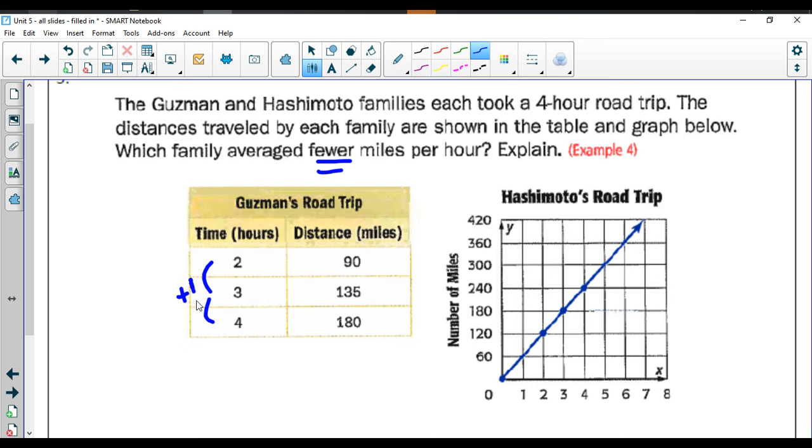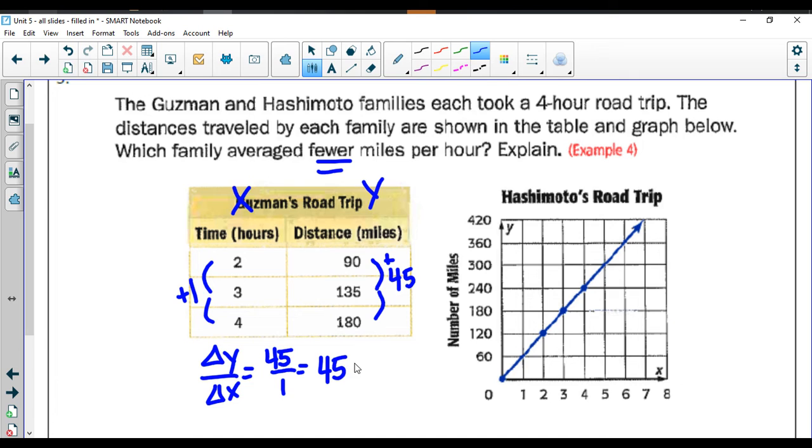These are all increasing by 1. And it looks like over here, if we do 135 minus 90, we get a 45 increase. And it looks like that increase happens here as well. So the rate of change for these guys is delta y divided by delta x. Those are the x's, those are the y's. So we're going to have 45 divided by 1, which would be 45.